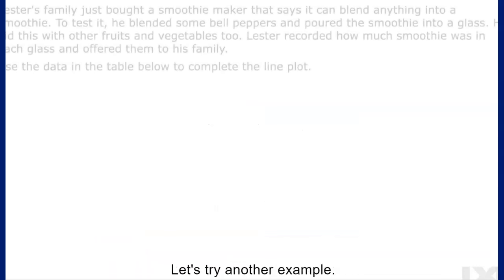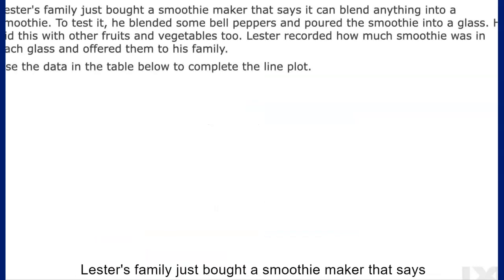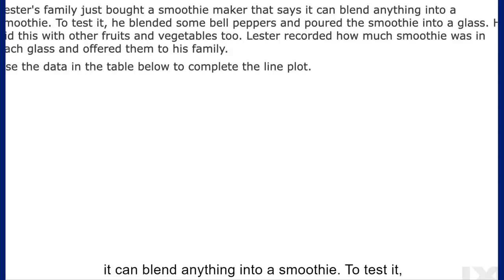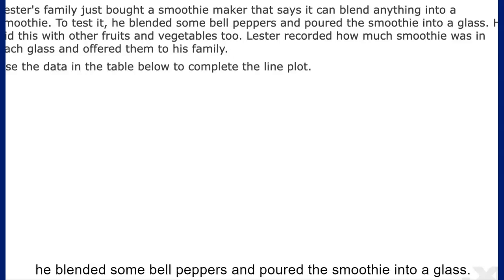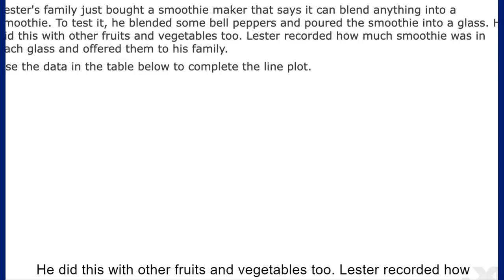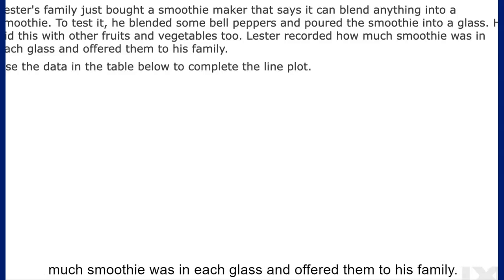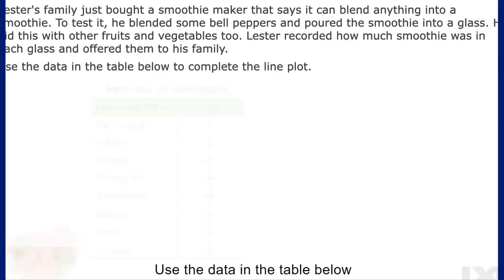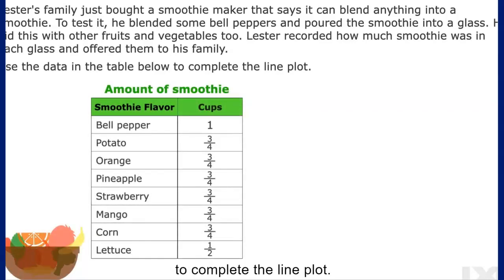Let's try another example. Lester's family just bought a smoothie maker that says it can blend anything into a smoothie. To test it, he blended some bell peppers and poured the smoothie into a glass. He did this with other fruits and vegetables too. Lester recorded how much smoothie was in each glass and offered them to his family. Use the data in the table below to complete the line plot.